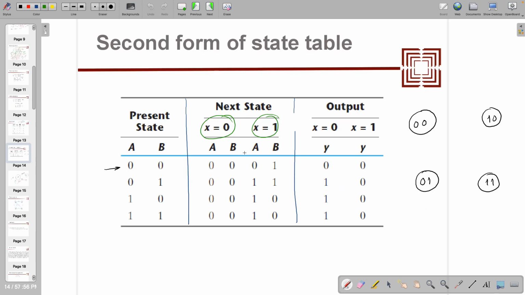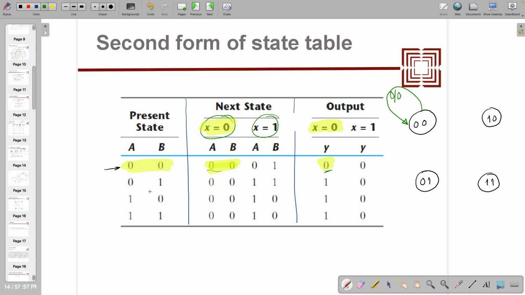So, read the first row, what does it say, Vedant? Present state is 0 0, next state is again 0 0, when input x equals 0 and y equals what? 0, right. So, we have the following information: present state, next state, input and output. Can I draw like this? The first row has been transformed into a diagram like this. Let us go to the next one where it is 0 1, right.